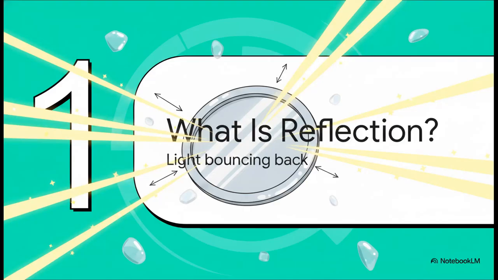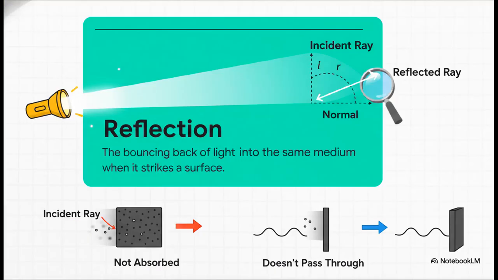All right, so first things first, what is reflection really? At its heart, it's nothing more than light bouncing off of a surface. That's it. Now, for the textbook definition, reflection is the bouncing back of light into the same medium, like the air around us, when it hits a surface. So the light isn't going through the surface, and it's not getting soaked up by it, it's just bouncing right back.